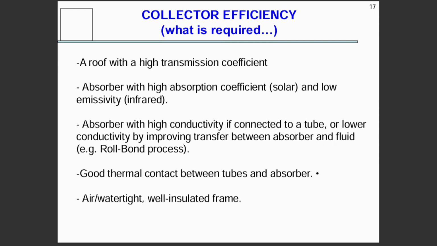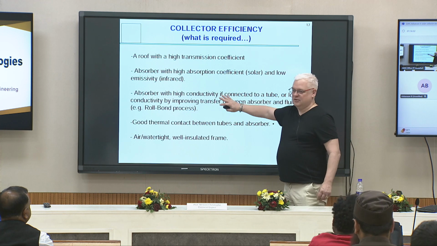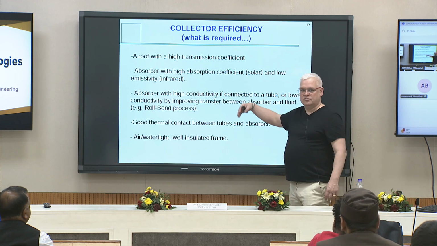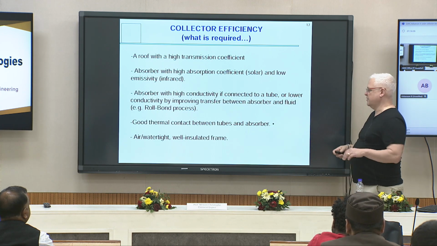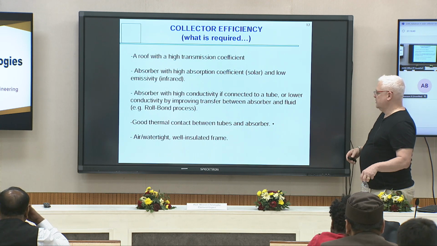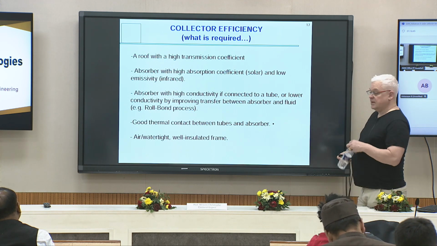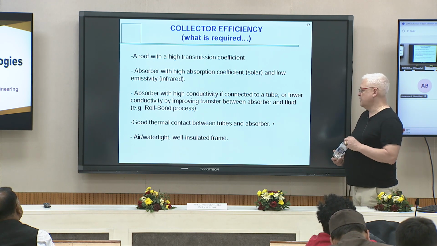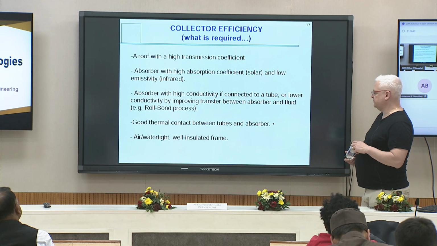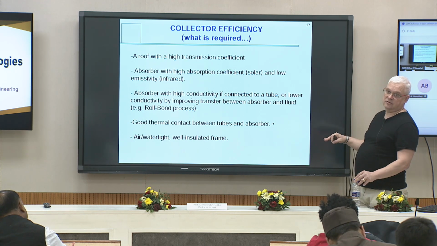An absorber with high conductivity, if possible. The best is copper, but copper is also the most expensive. So there is a lot of research to change the material while keeping the same conductivity, and the roll bond process, I discussed that. Good thermal contact is important between tubes and absorber, and air and water tightness is essential.